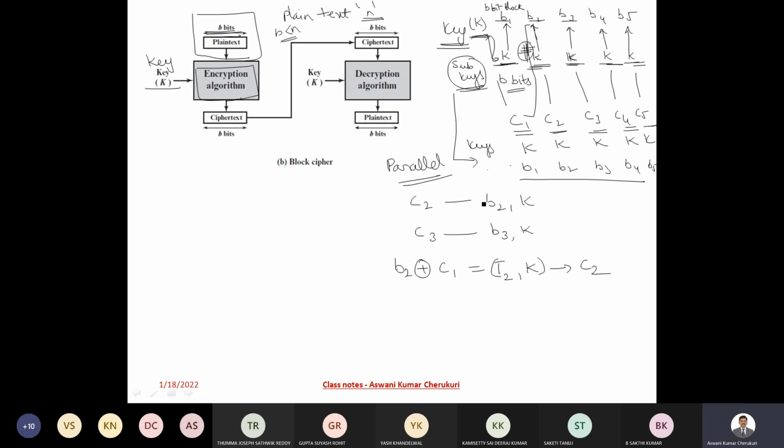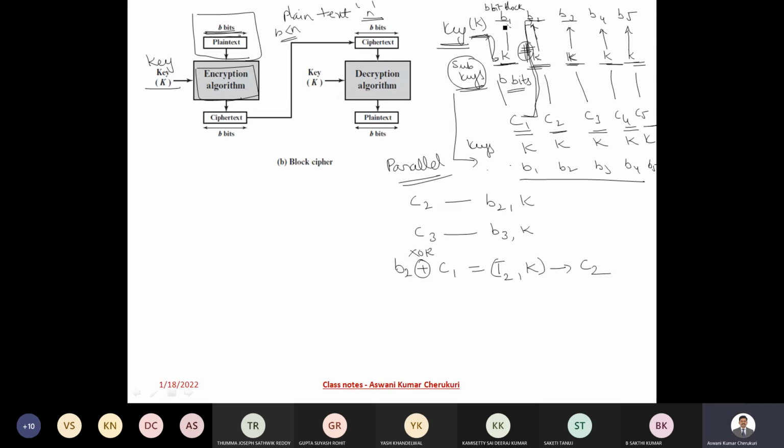Is that clear? What I have said? C1 is combined with B2. When I say combined, what you are doing is performing a bitwise XOR operation. Are you able to follow what we are discussing? Any doubts? Yes, sir. Shall I repeat?